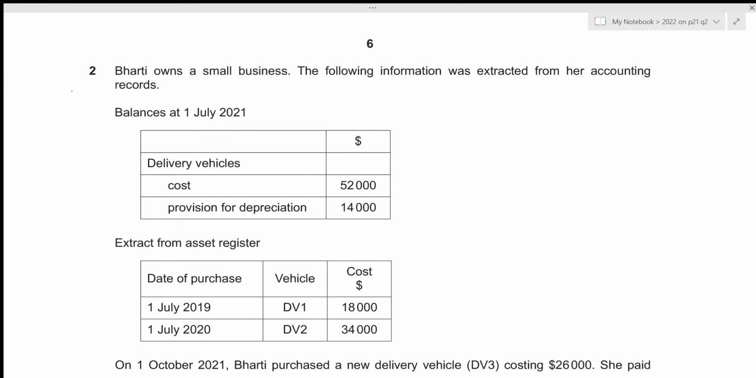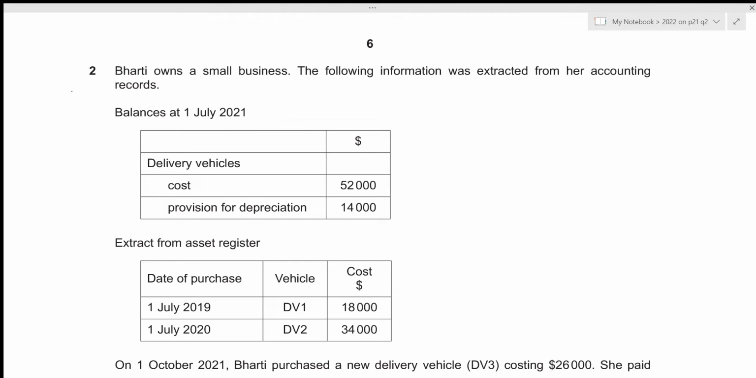Hi everyone, in this video we'll be going over A-Level Accounting 2022 October-November paper 2 and question number 2. This is a structured paper 2 which consists of 4 questions, 2 of them are of 30 marks whereas 2 of them are of 15 marks, and we're also given a time limit of 1 hour and 30 minutes.